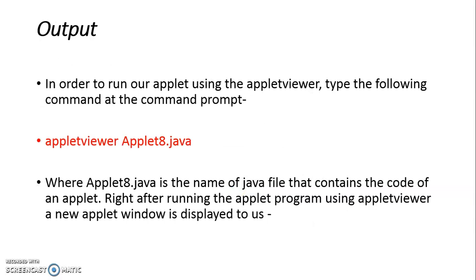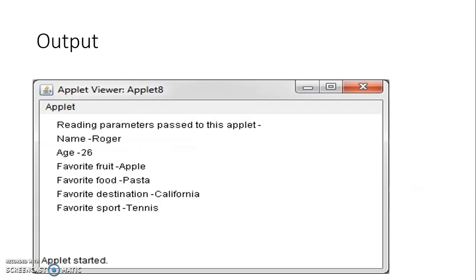Then what will be the output? In order to run our applet using appletviewer, type the following command at the command prompt. What is the command? appletviewer applet8.java, where applet8 is the file name of the Java file that contains the code of the applet. Right after running the applet program using appletviewer, the output we will see will be like this. Reading the parameters: the name is Roger, age 26, favorite fruit is apple, favorite food is pasta, favorite destination is California.